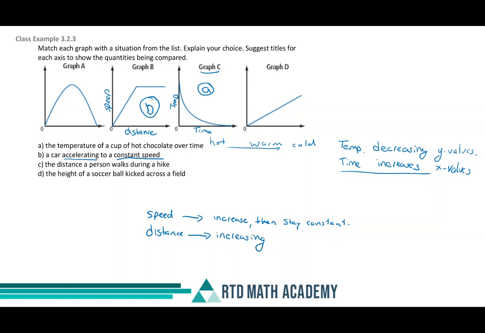But a soccer ball doesn't just stop in midair. So a soccer ball, when it is kicked across an entire field, is going to start at the bottom. It's going to rise up to a maximum height, and then it's going to start to decrease its height and hit back onto the field. So this would be the height, and this is talking about the distance across the field. So this one is going to be D, which means our hiker is going to be in C, and it says the distance a person walks during a hike. So during is an indication of time. So as time goes on, how far did they walk?